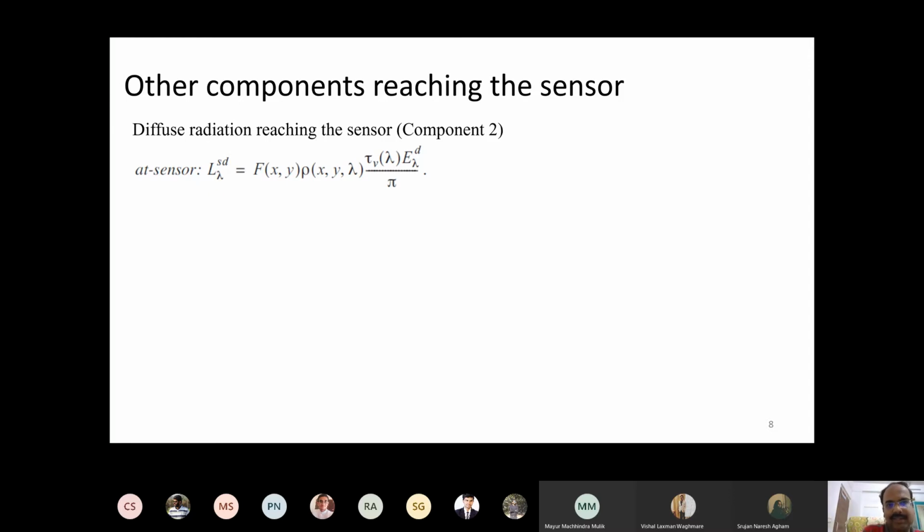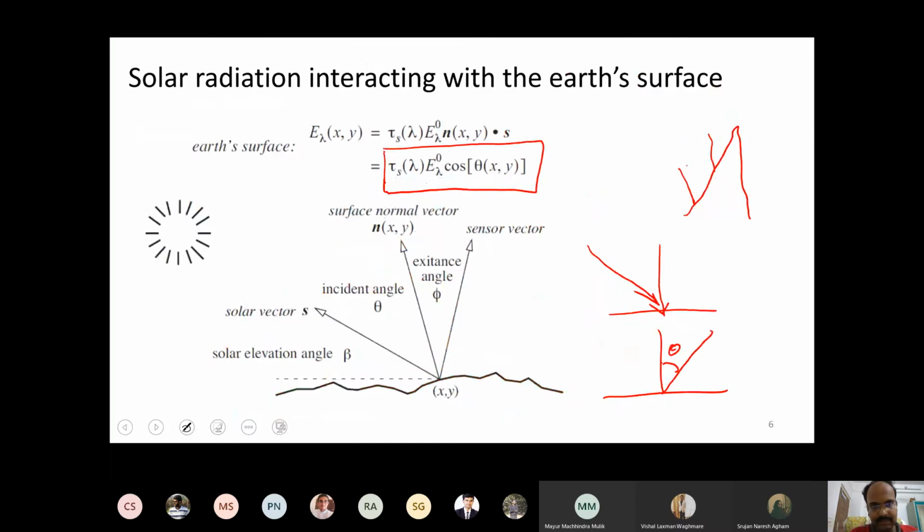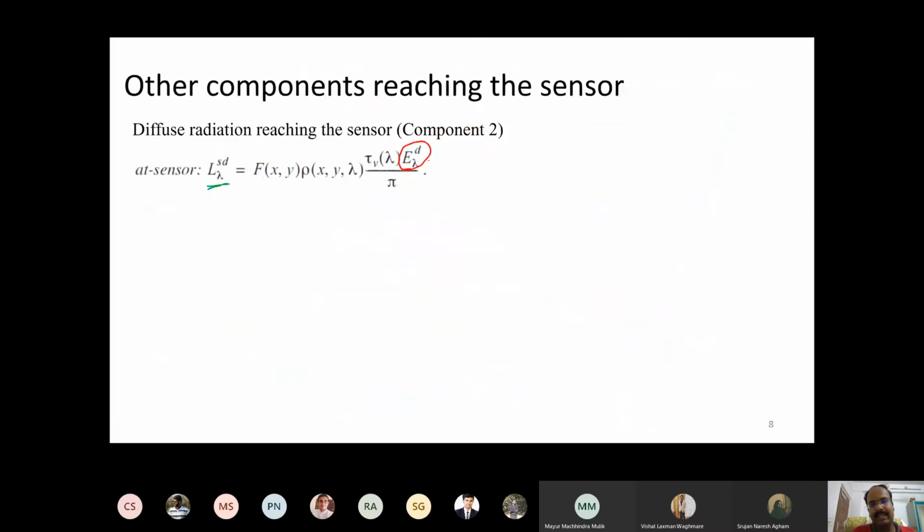I have written this. So the diffuse skylight component is whatever is scattered by the atmosphere. Essentially, whatever is reaching the Earth's surface from the sun, E lambda D is what fraction, if you calculate the direct solar radiation, and if you know what fraction will go as diffuse radiation, you can calculate it. But normally we use models to calculate this, but just to give you a glimpse, I'm writing it here. So this is the diffuse component of solar radiation.